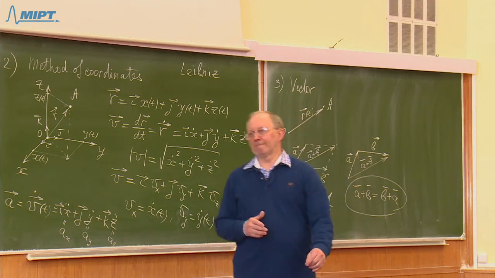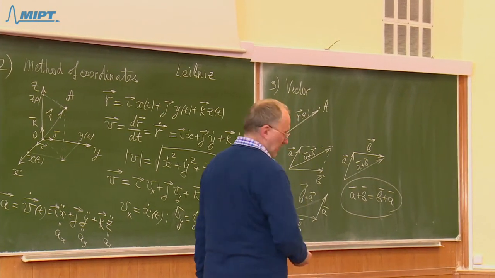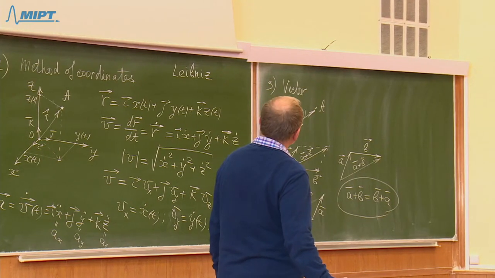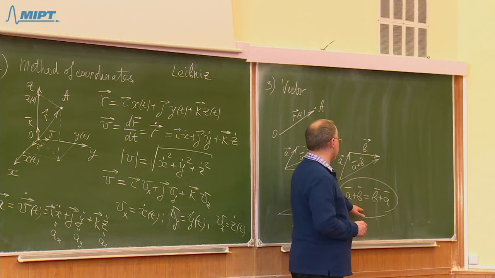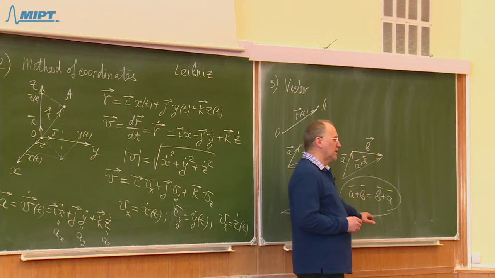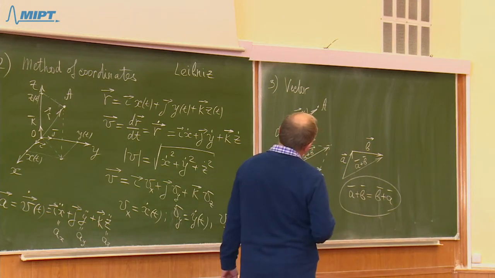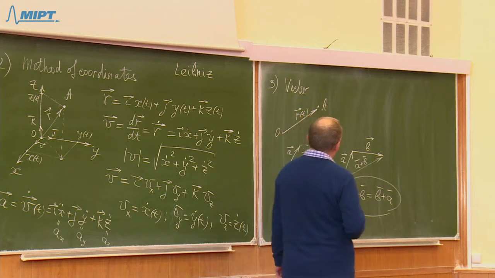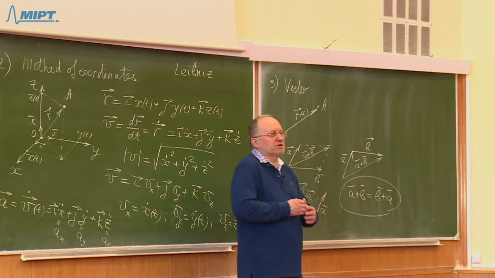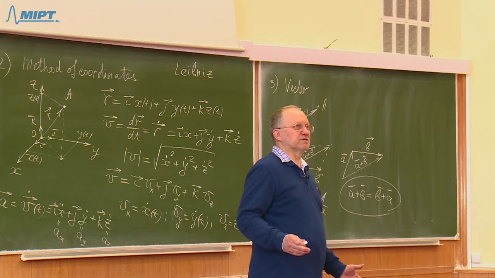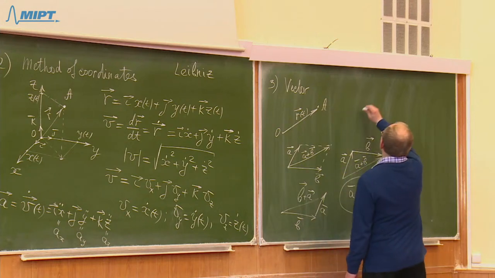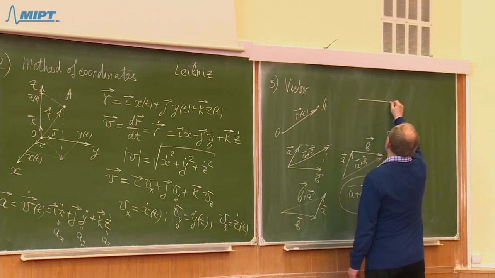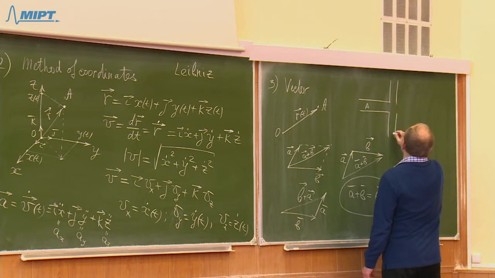And I will show you some demonstration. But before we go to this demonstration, I would like to give you an example when we have some vectors, but it's absolutely impossible to add them together. Absolutely impossible. For example, suppose we have a crossing of two streets. This is street A, and this is street B.